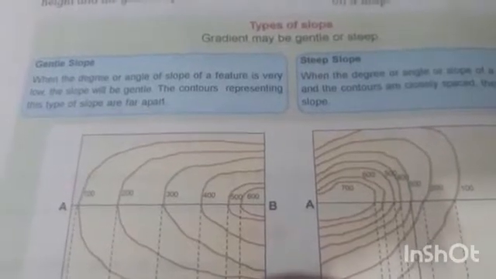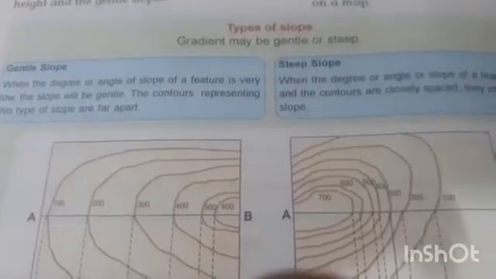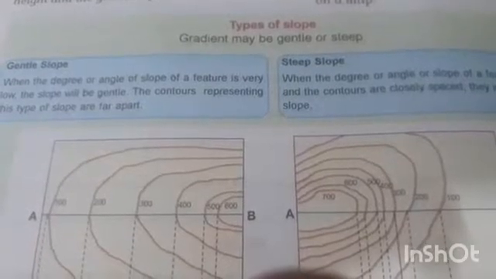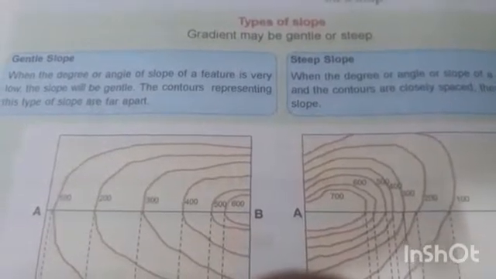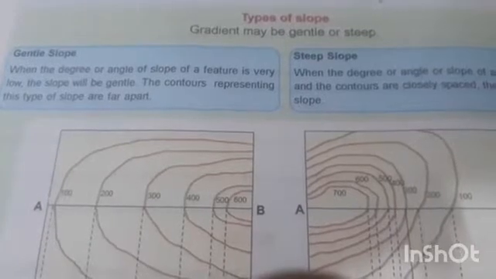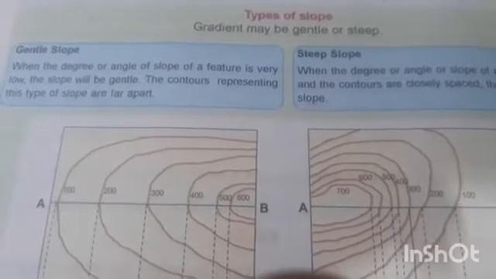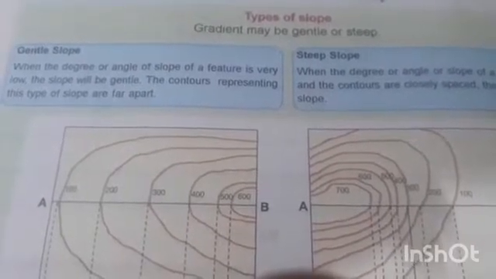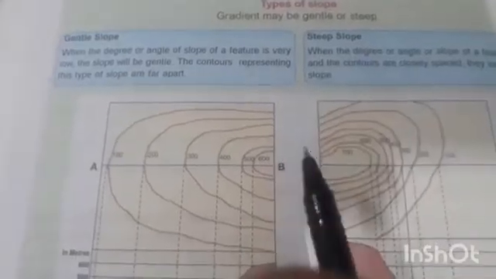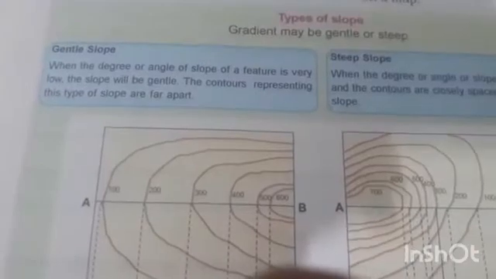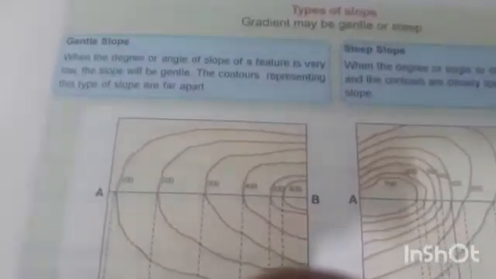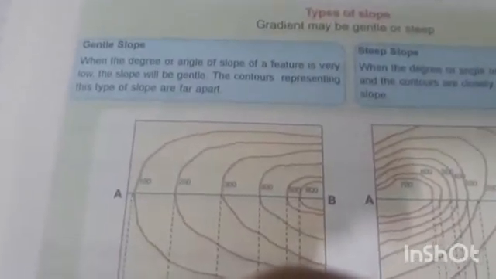Okay, class 8, let's continue our chapter number 1, representation of geographical features. In the previous video, you came to know about the steepness of the slope. Now here we'll talk about gentle slope and steep slope, and with the help of contour lines, how we will identify the physical features present there. Okay, let's start.